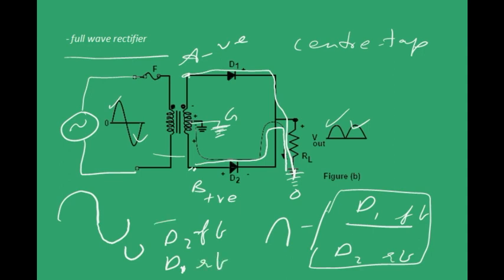So for the negative half of cycle, D2 is forward biased and D1 is reverse biased, and hence D2 conducts and D1 acts as an insulator. So what can we say? Current goes like this. D2 conducts, right?